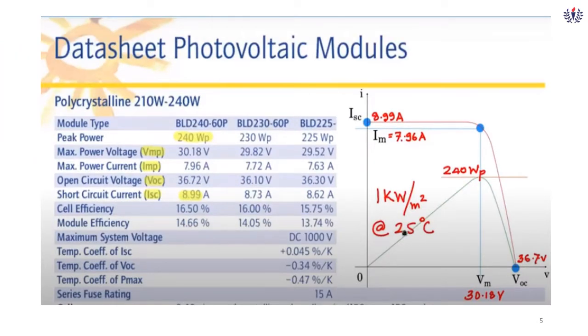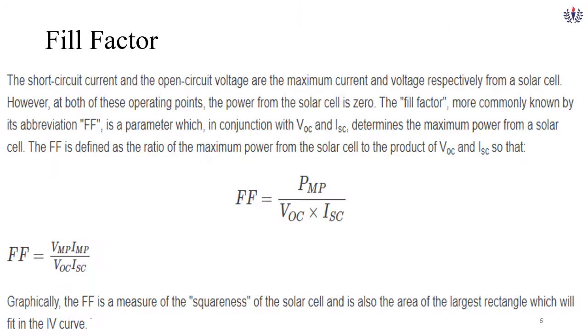And we know that the standard insolation for a solar PV is 1 kilowatt per meter squared at 25 degrees Celsius of temperature. That can also be mentioned in the graph as shown in the figure. So we have discussed how to get the parameters from the datasheet and how they can be denoted in the IV curve and PV curve also.